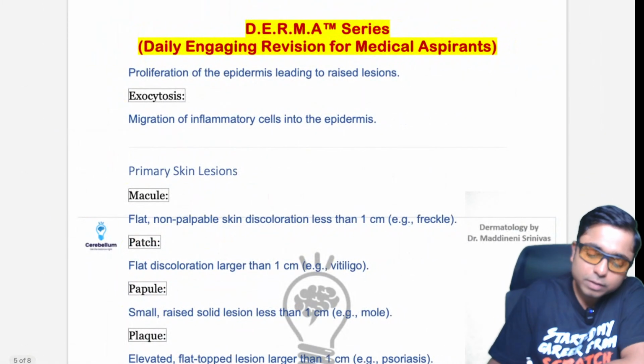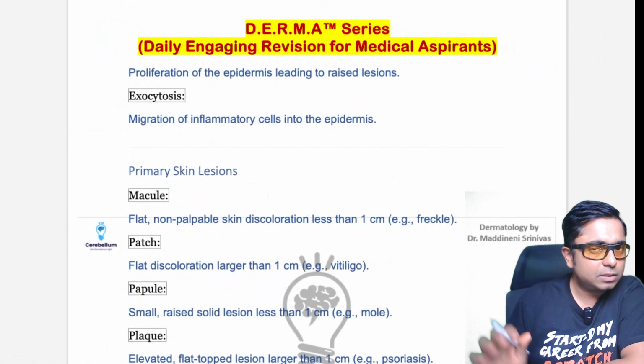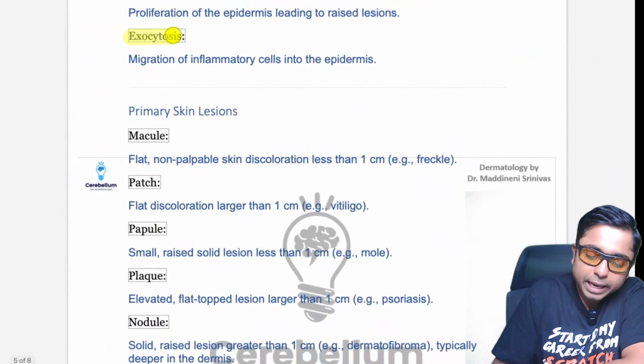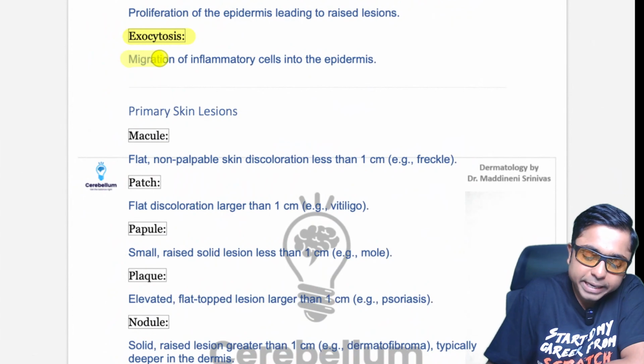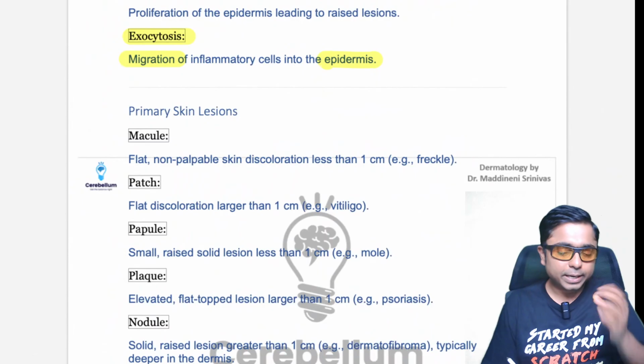Papillomatosis is proliferation of the epidermis leading to raised lesions. Not very important because it is postgraduate level. Okay. Next is exocytosis, migration of the inflammatory cells into the epidermis. We call it exocytosis.